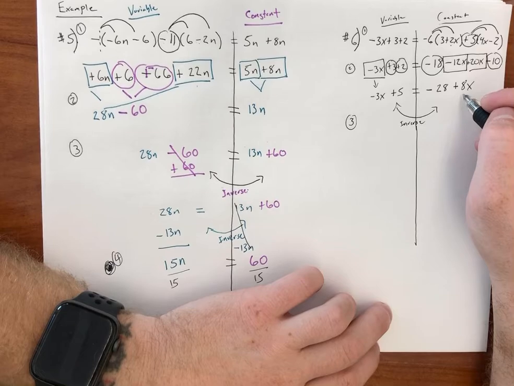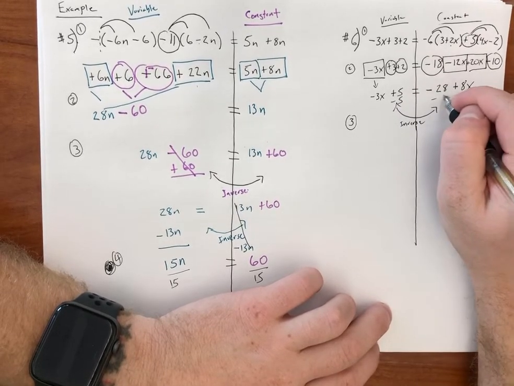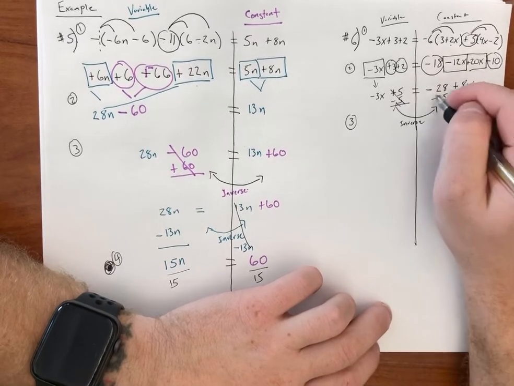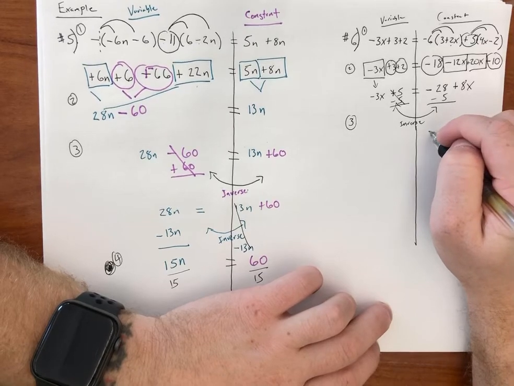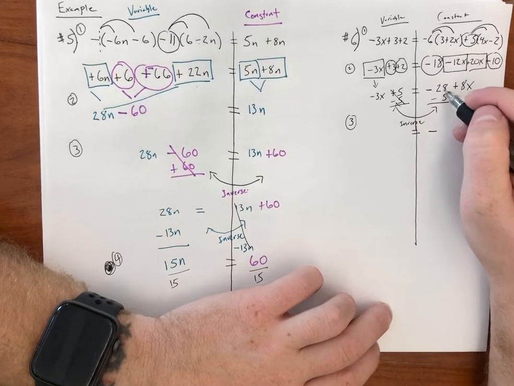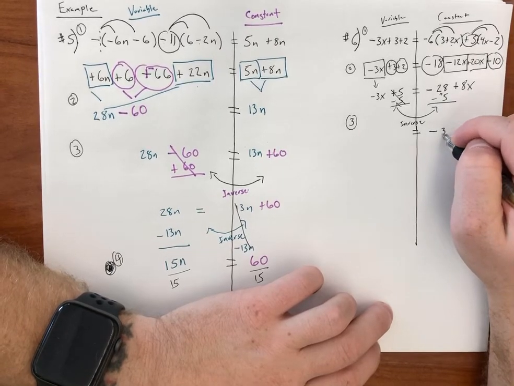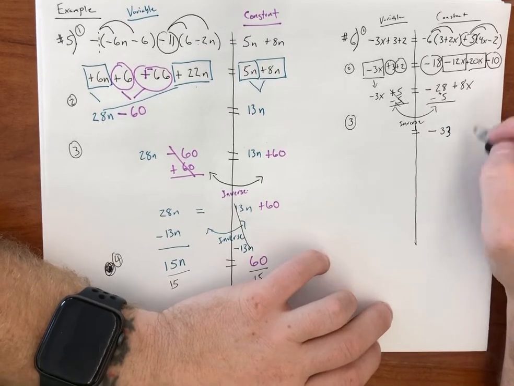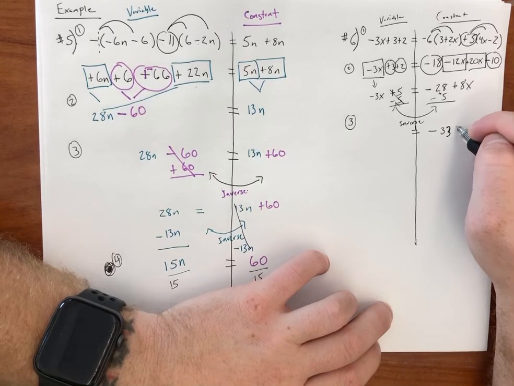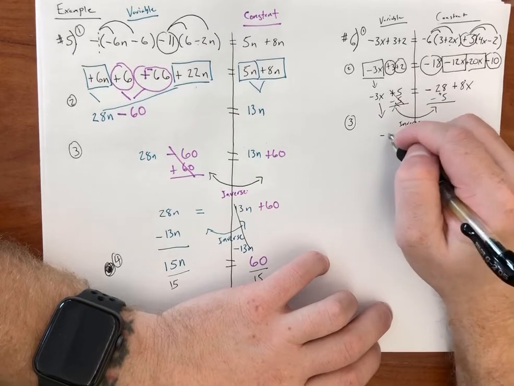I need to move this positive 5 over here, so I need to subtract 5. Subtract 5. Remember, we do to one side, we do to the other. I have 2 negative numbers, negative, negative, so I know my answer is going to be negative. And then now we're just adding them together. 28 plus 5 is going to give me 33 plus 8x. And then now we just bring this down, negative 3x.